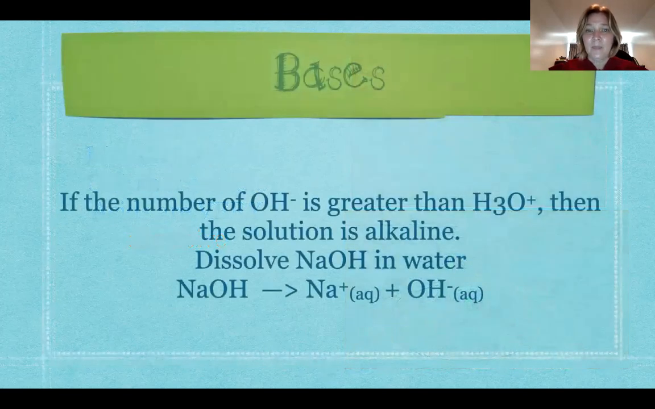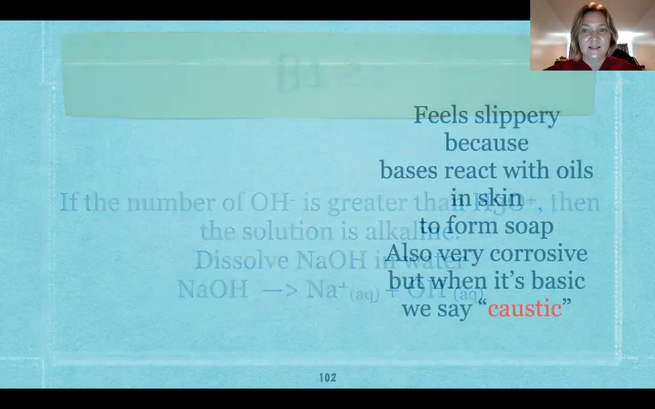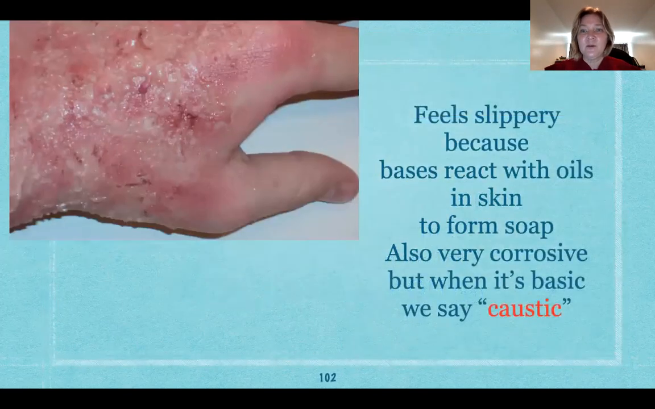Bases. If the number of hydroxide is greater than hydronium, then the solution is called alkaline. An example is sodium hydroxide. When you dissolve it in water, it forms these hydroxide ions, and that's what makes it a base. Bases feel slippery because they react with the oils in the skin to form soap. So this person has spilled an alkaline or a basic solution on their skin.